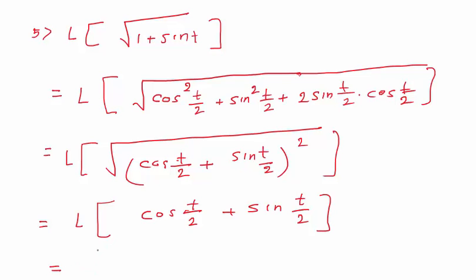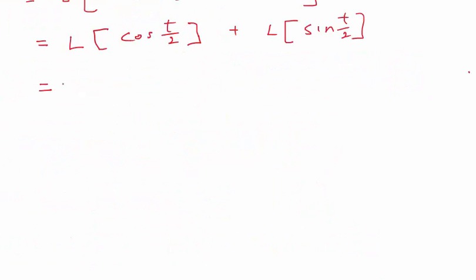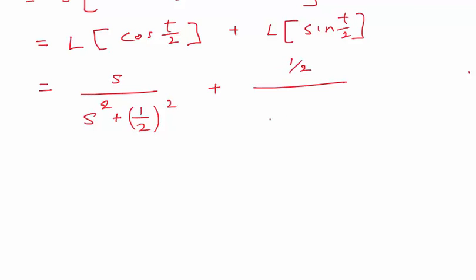Now this I will say is equal to Laplace of cos (t/2) plus Laplace of sin (t/2). Now this cos (t/2) is nothing but cos of (1/2)t. So we apply the formula of cos at, which is s upon s² plus a², where a² is (1/2)², plus here a, that is 1/2, upon s² plus (1/2)².